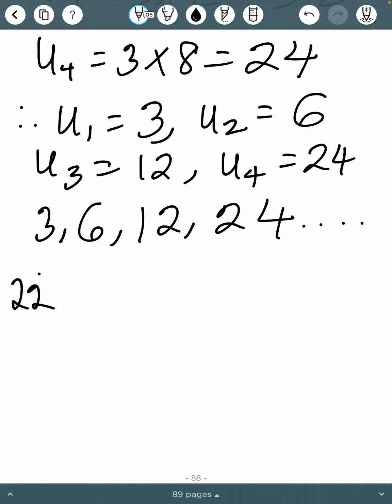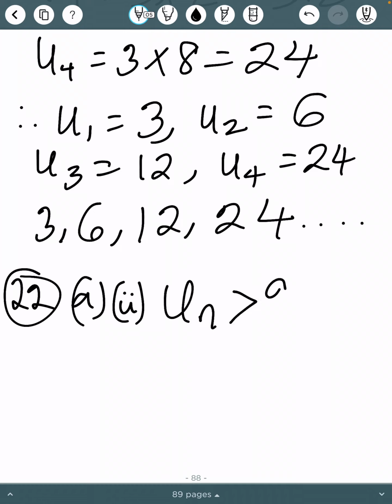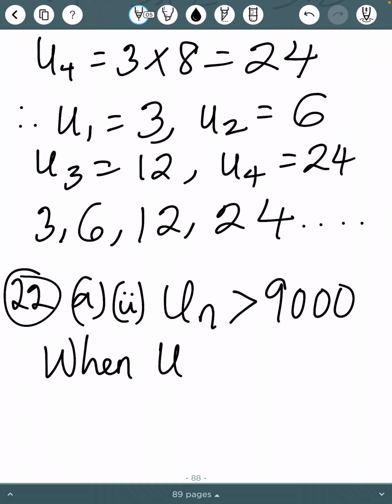Question A of 22, Roman numeral 2 says that we should find the least value of n for which un is greater than 9,000. Now, let's take this slowly. This kind of GPs are called miscellaneous GPs. These kind of progressions are called miscellaneous progressions. Some of them will lead to a GP, some of them will lead to an AP, some of them will not lead to what looks like an AP or GP, but we will be looking at them very carefully.